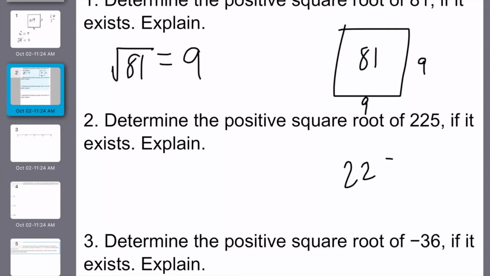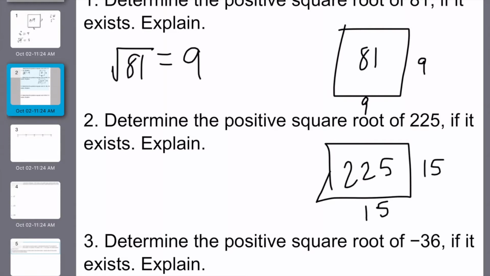Same thing with 225. I start to think about what it could be. So 10 times 10 is 100. 11 times 11 is 121. 12 times 12 is 124. 13 times 13 is 169. 14 times 14 is 196. And 15 times 15 is in fact 225. So I know my side lengths are going to be 15. So the square root of 225 equals 15.